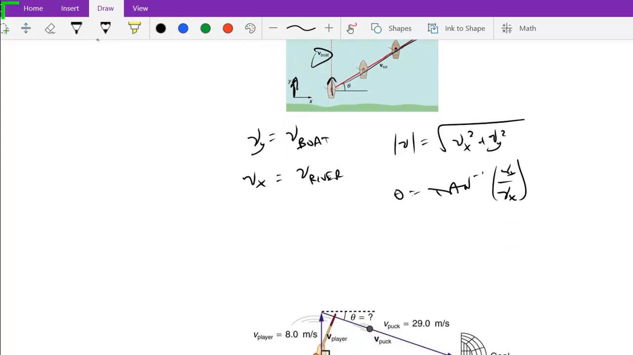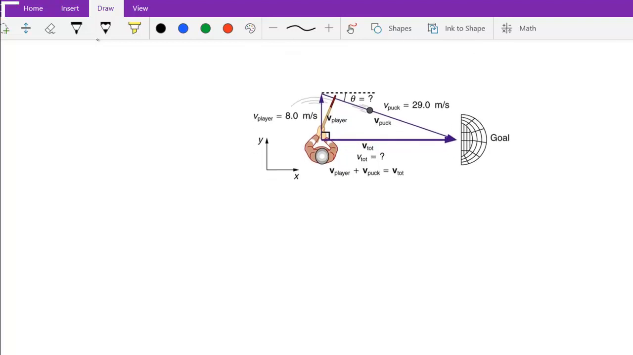Let's say we had another problem, where we're playing hockey here, and we are moving off in the positive y direction at 8 meters per second. Instead of calling this the velocity of the player, I will call it velocity A, just because we have the velocity of the puck as well as the player, and both of them start with P. So I'll call this velocity A, and I will call the velocity of the puck velocity B.